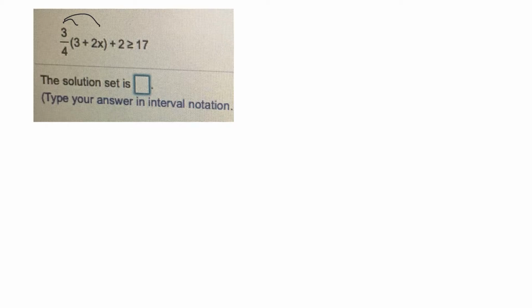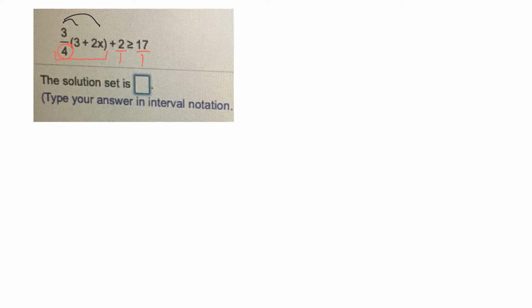To use the "I hate fractions" rule, you find the lowest common denominator. This is a term, so its denominator is 4. 2 is a term; its denominator is 1. 17 is a term; its denominator is 1. So the lowest common denominator between all four is 4.